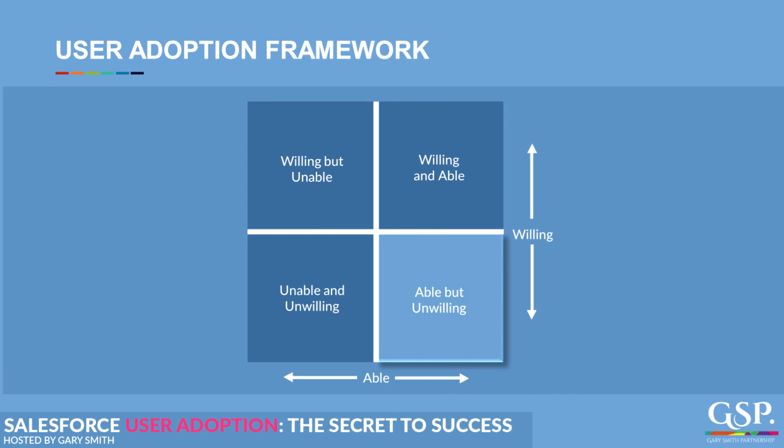This is an interesting group. This group are able to use the system, but they're simply not willing to use it. Now, why wouldn't people be willing to use the system? Well, not all salespeople vote for more visibility of the sales pipeline, more visibility of sales performance, particularly if you're not a top performer. But some of these issues can also be management driven as well.